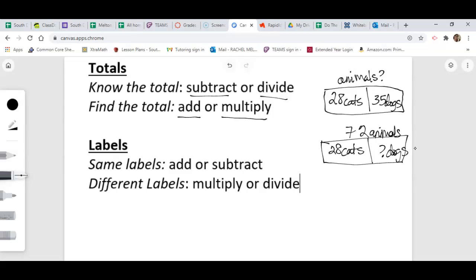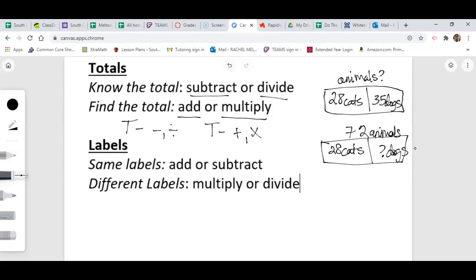And the way I normally have the kids write this out is we write a T, and then we talk about, do I know my total or am I trying to find it? And so let's say I know my total, I would just write it like this. Okay, or I'd write T is add or multiply. So again, we have to discuss it and tie it into strip diagrams.